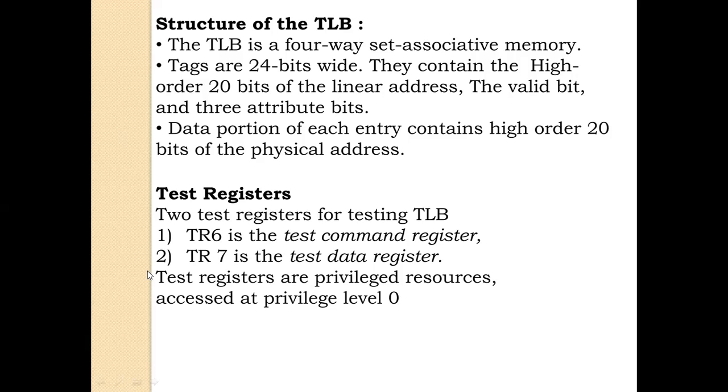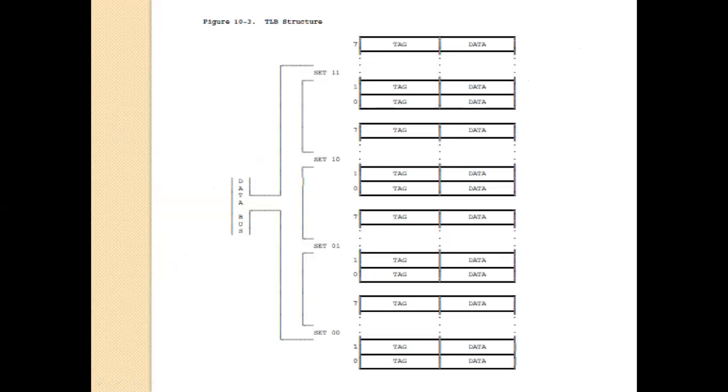TR6 is the test command register, whereas TR7 is the test data register. Test registers are privileged resources which are accessed at privilege level 0.